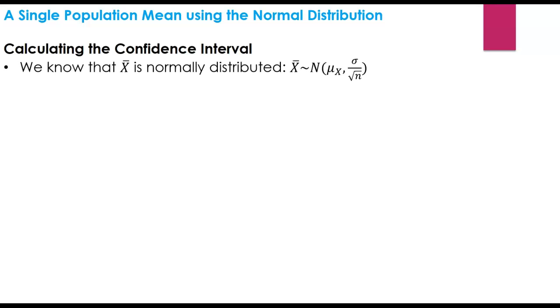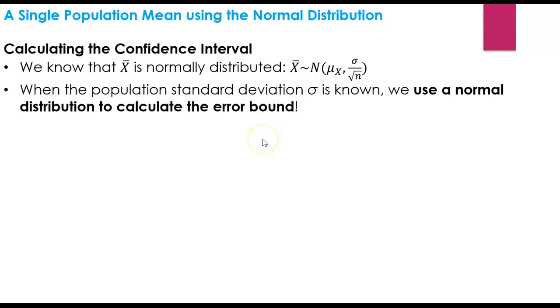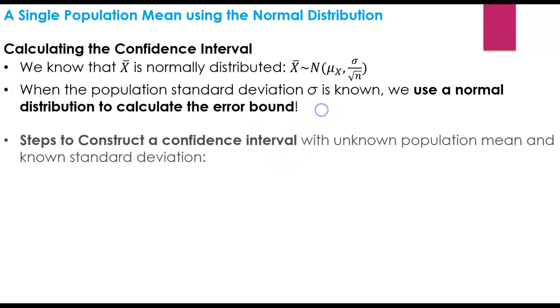We know that x bar is normally distributed. X bar is a random variable represented by a normal distribution with mean mu of x and standard deviation sigma over the square root of n. That's the standard deviation that has been modified in the way that we do with the central limit theorem in chapter 7, because we are working with samples and estimating values from an unknown population or population mean. When the population standard deviation sigma is known, we use a normal distribution to calculate the error bound.